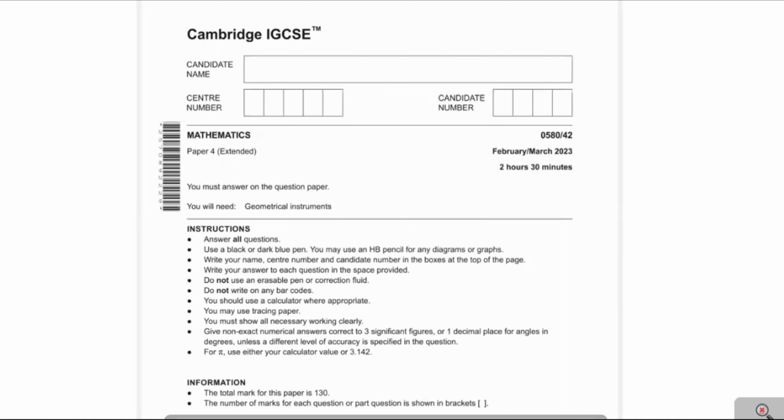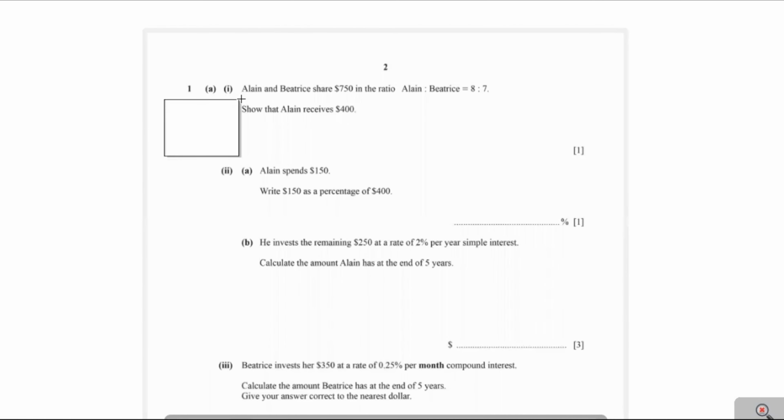Now let's start the paper. Question 1, Part A. Elan and Beatrice share $750 in the ratio 8 to 7. Show that Elan received $400.